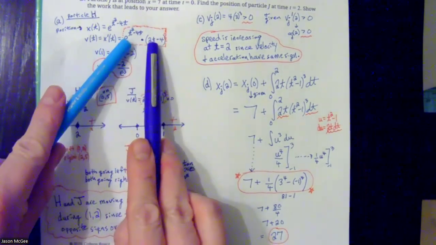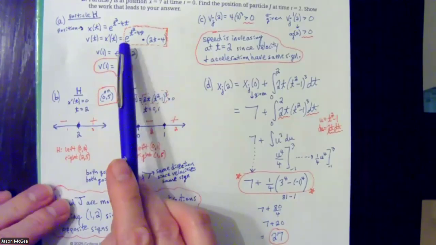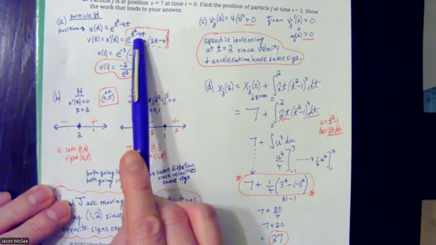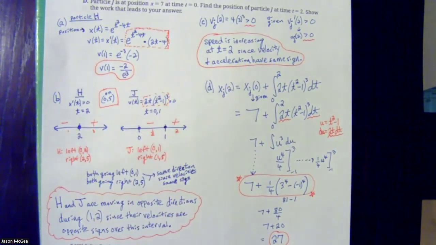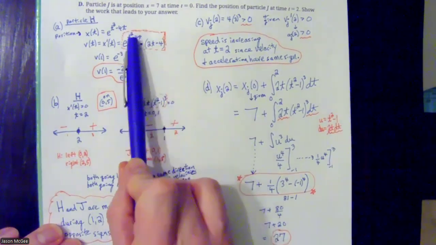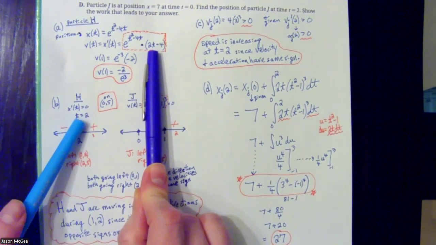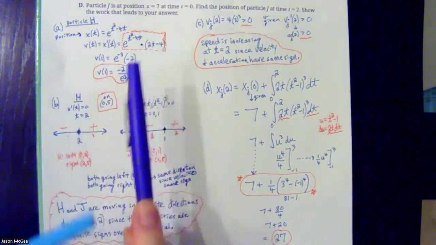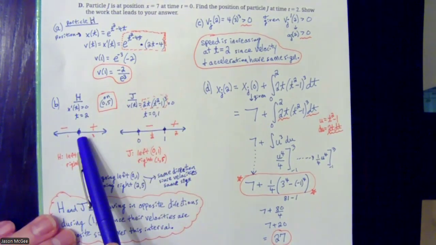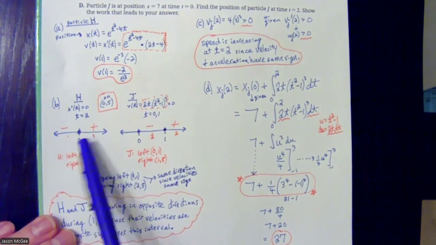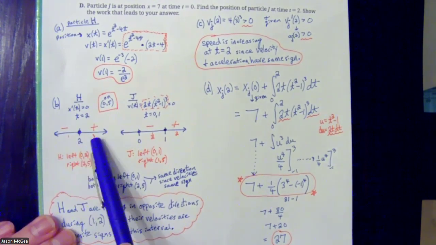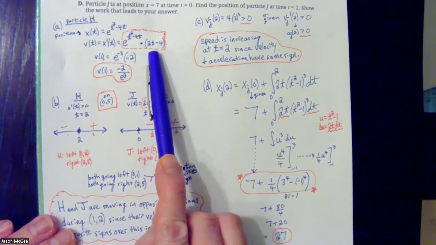So I'm going to take the velocity and set that equal to 0. If you have e to a power, that graph is not going to hit the x-axis, so you're not going to get any zeros from that. If you just set this portion equal to 0, that's going to get you t is equal to 2. And so what I did, I plotted that on a number line, and I'm doing test points on either side of it. I took 1 and 3 and plugged them in here.